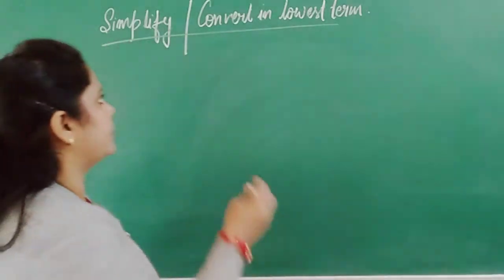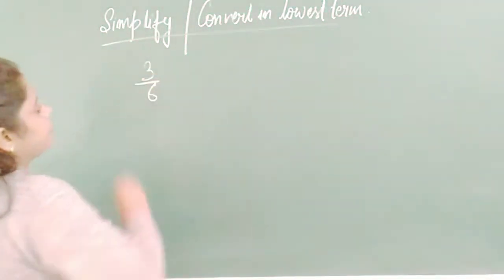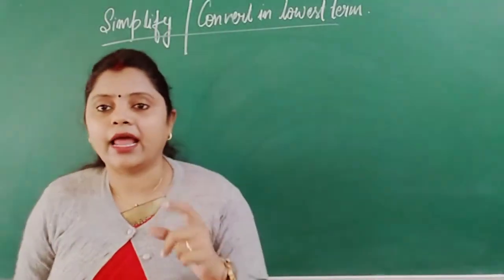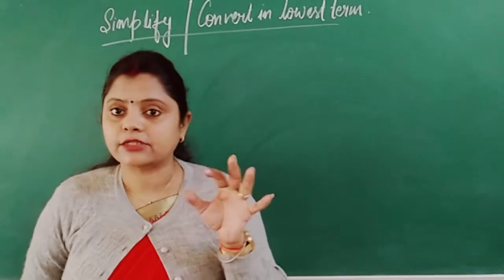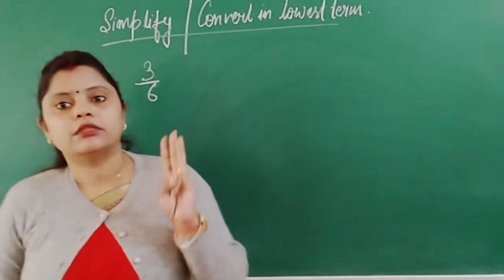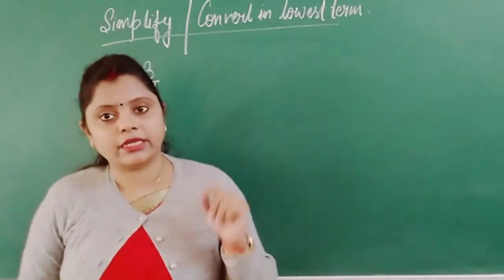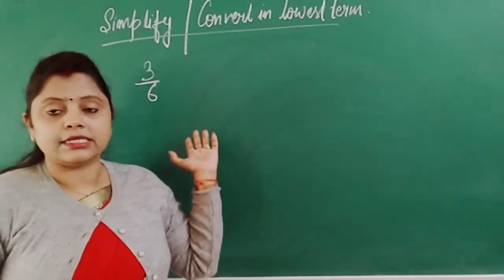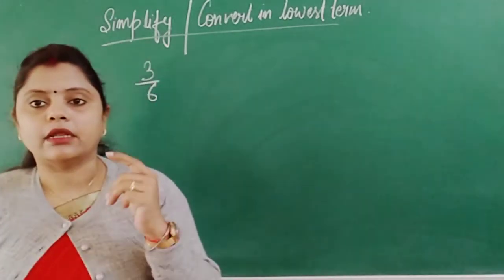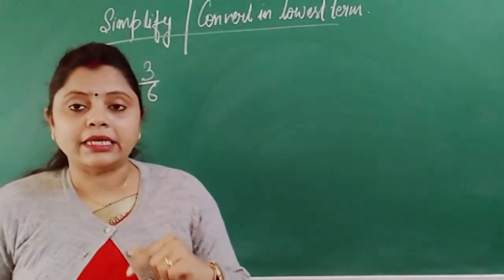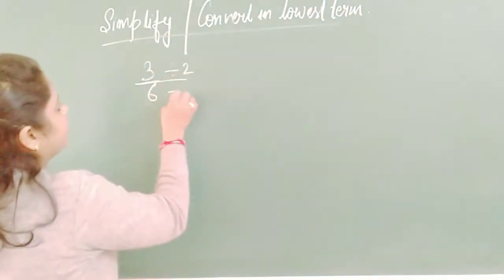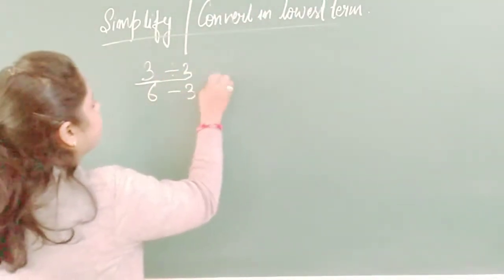As we have discussed earlier, when 3 by 6 was written, we saw that both 3 and 6 have a highest common factor. Obviously 1 is a common factor, and besides that one more common factor is 3, because 3 comes in the table of 3, and 6 is also divisible by 3. So here 3 is the highest common factor. Now 3 and 6 both are divisible by 3, so we can cancel or divide both numerator and denominator by 3.